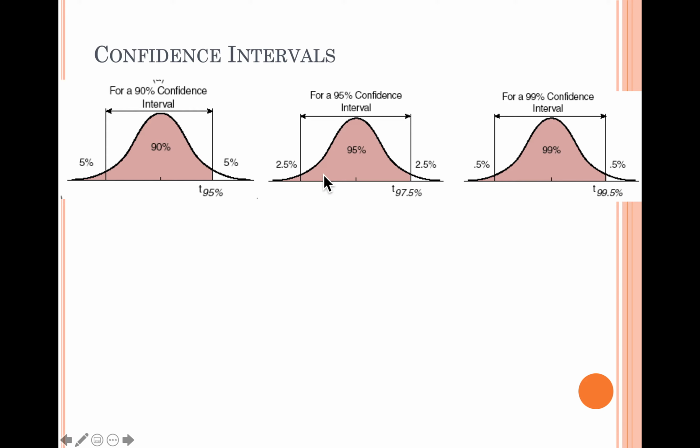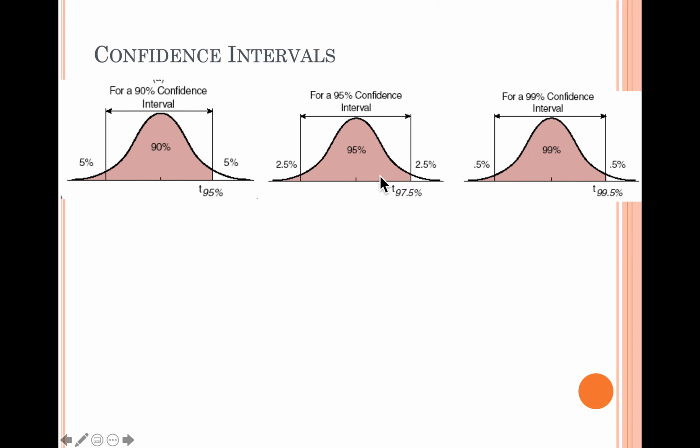Then for this one, the 95% confidence interval, we have 95% in the center and an additional 2.5% in the left tail, summing up to 97.5. And for this one, 99 in the center, 0.5% in the left tail, and that's summing to 99.5%. So these three t-scores are the three t-scores we will be working with for the three confidence intervals we will be creating in this lecture.